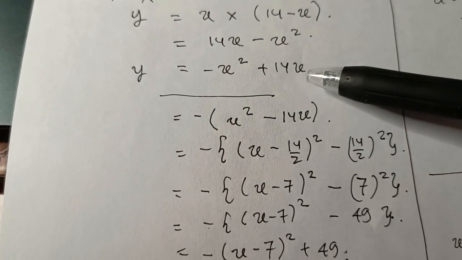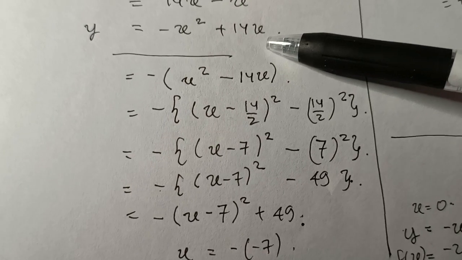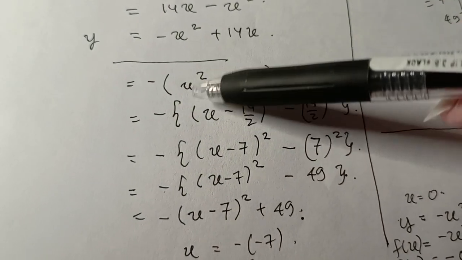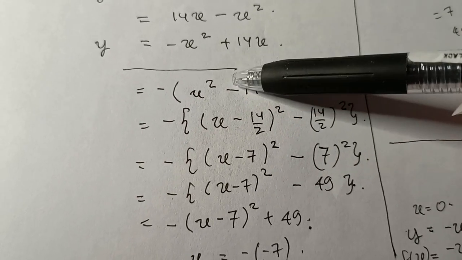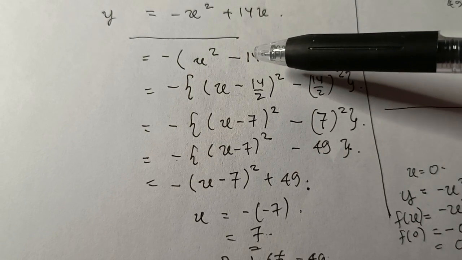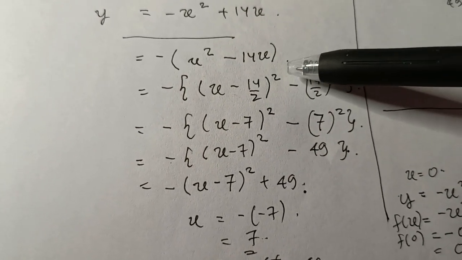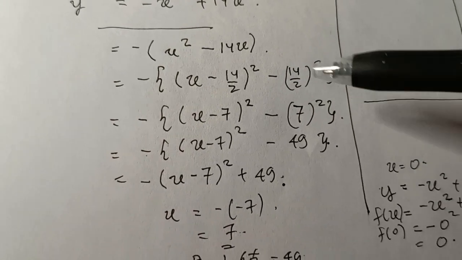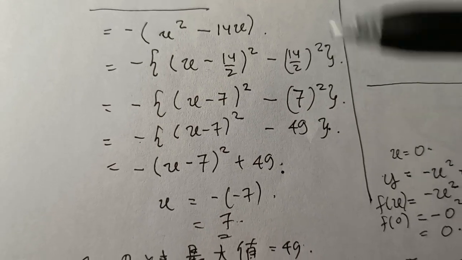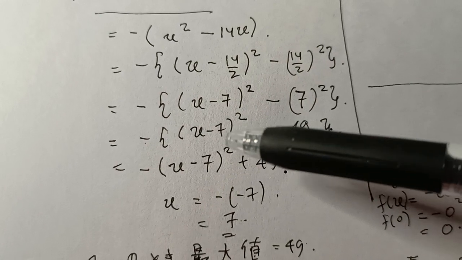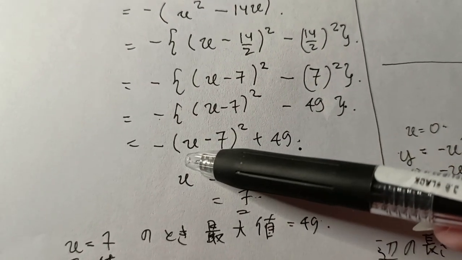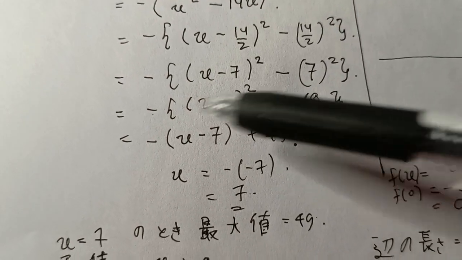So from here we are going to change the form into the Hyojun kei. We take out the minus first in the bracket: x squared minus 14x, because the sign changes when we take out the minus in front. Then, in the bracket, x minus 14 divided by 2, squared, minus 14 over 2 squared. Equal to minus, in the bracket, x minus 7 squared minus 7 squared, close the bracket. Equal to minus (x minus 7) squared minus, this is 49. Now we take out the bracket over here: minus (x minus 7) squared plus 49. Why? Because minus multiplied by minus is plus 49.